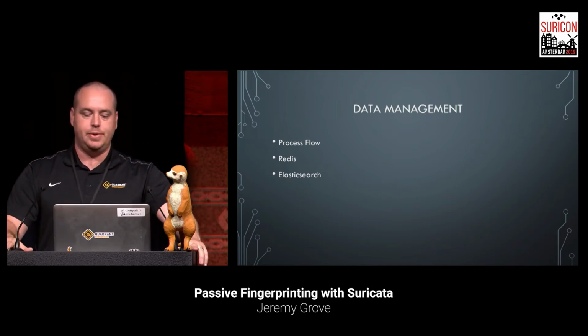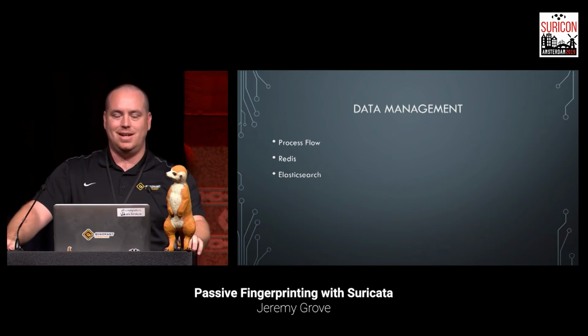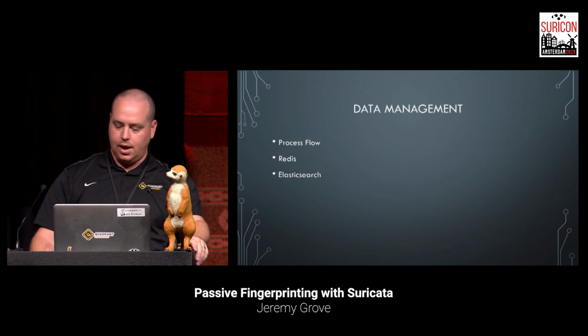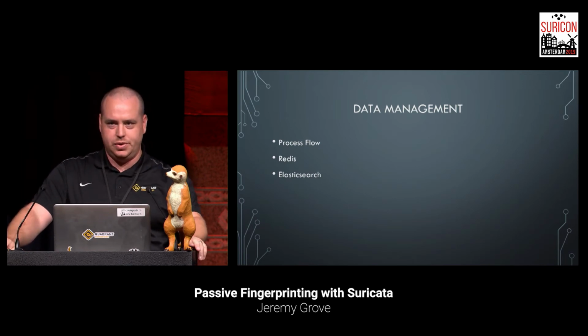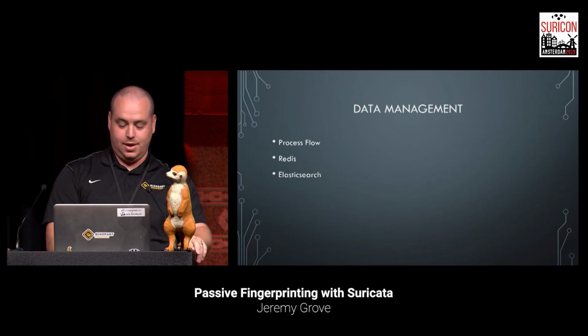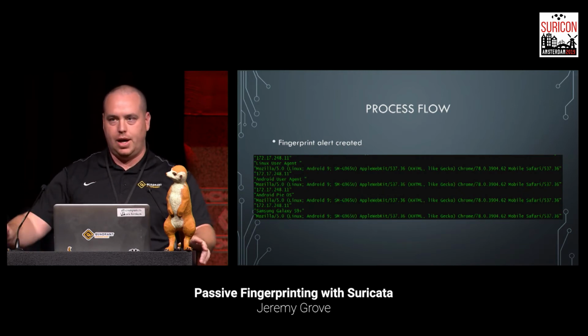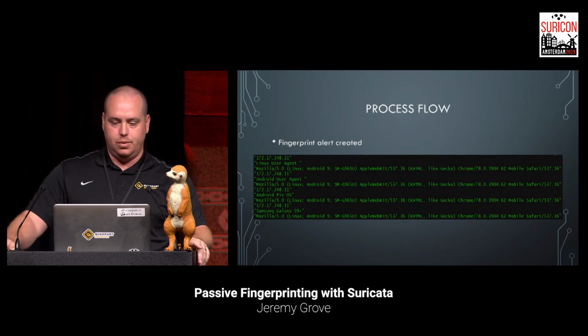So for the data management, as I mentioned, this is a lot of data that we are going to be ingesting. With that comes the need to do this in the correct way. Our first iteration was not the correct way, but our new iteration seems to work out pretty good. So we're going to go through the process flow, going to how we use Redis, and we'll move on from there.